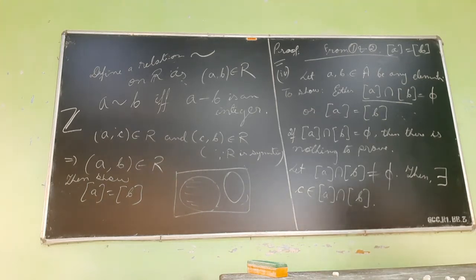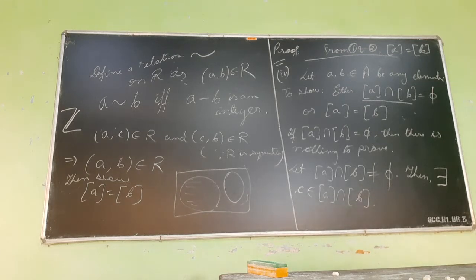First, is R an equivalence relation? (A, B) belongs to R if and only if AB is greater than or equal to 0. Is R an equivalence relation?